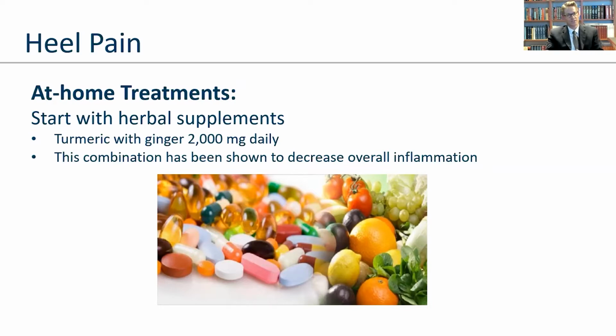You have to have the ginger with the turmeric. Turmeric alone will go straight through your system. It's not a pleasant experience, so make sure you have the ginger with it. Also, that has been shown to decrease overall inflammation, so not just for plantar fascial pain or posterior heel pain, but all inflammation.